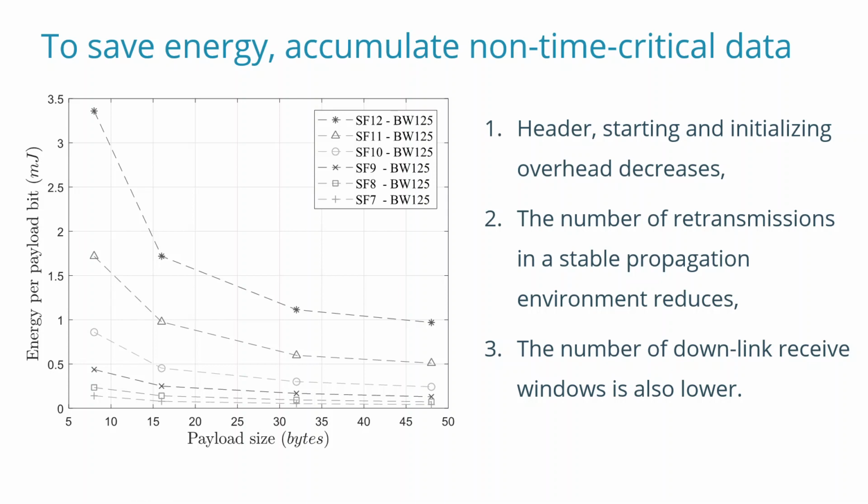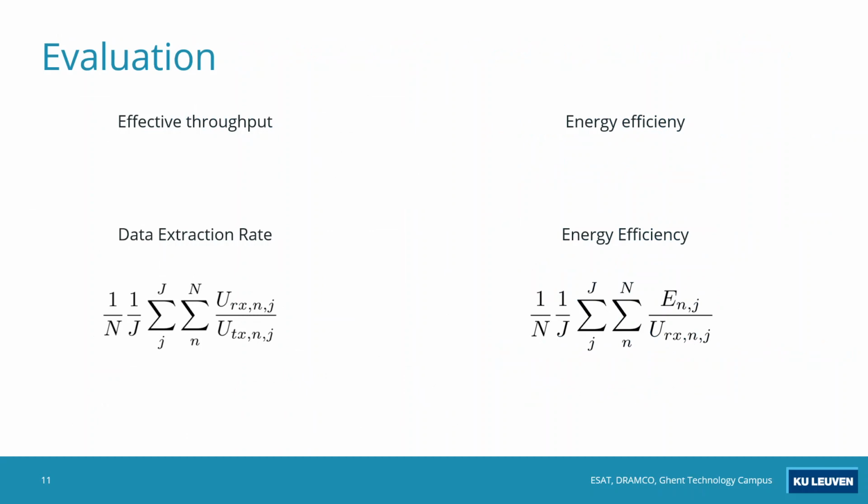And because we send packets less frequently, the chance of them colliding is smaller, and we will thus require fewer retransmissions in a stable environment. However, this might not be the case when working in a more dynamic environment. To evaluate the effect of the dynamics on the system, we defined two metrics.